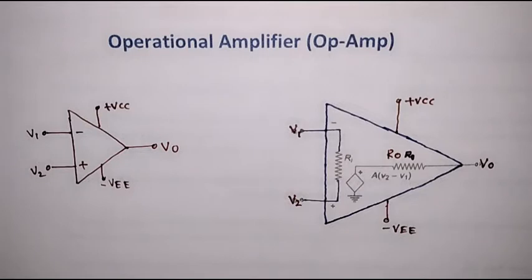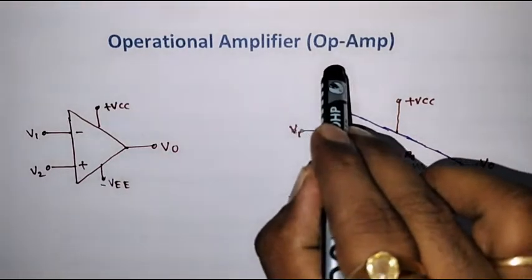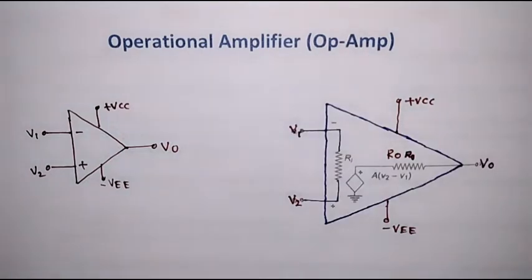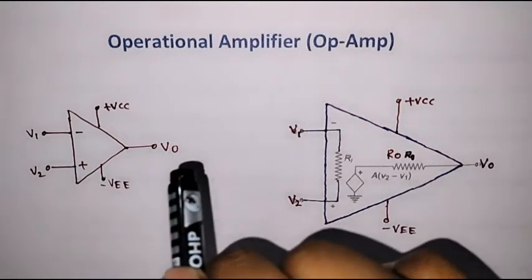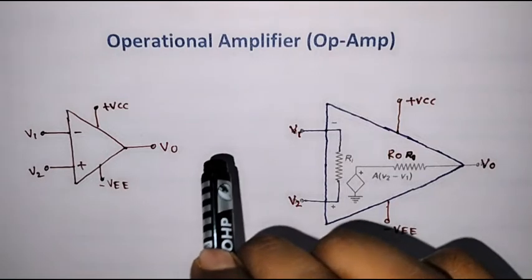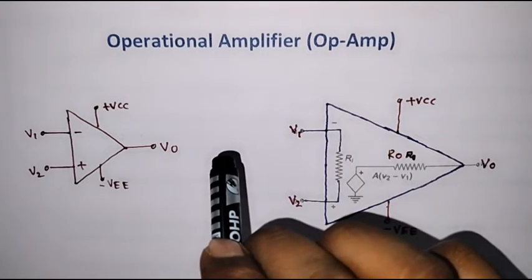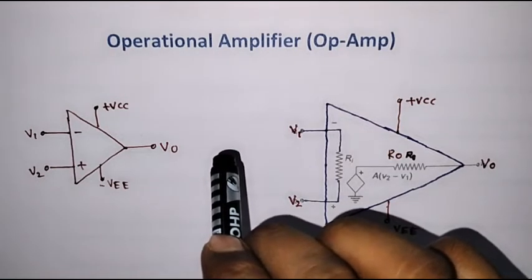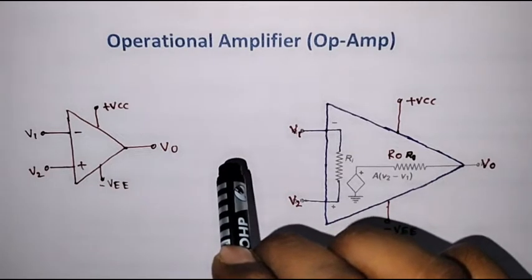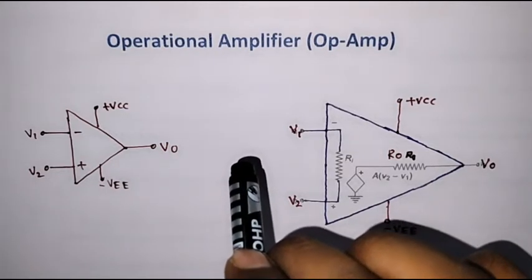In this lecture, we will study operational amplifier. In short, it is known as op amp. An op amp is basically a differential amplifier with two inputs. One input is known as inverting, another input is known as non-inverting, and it has one output.